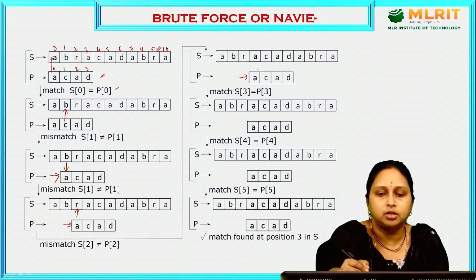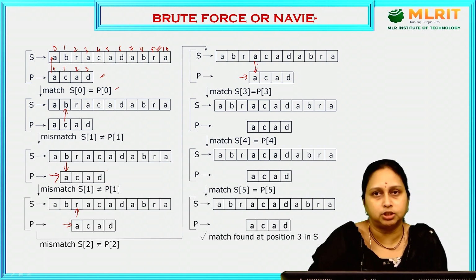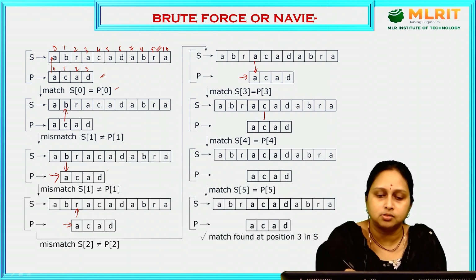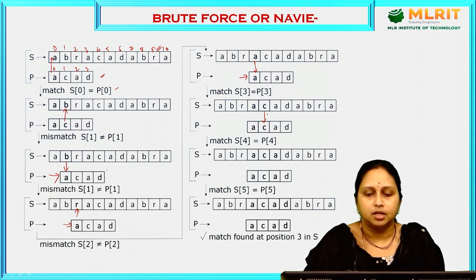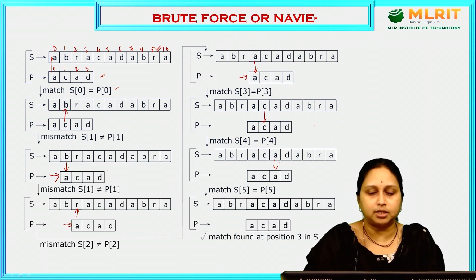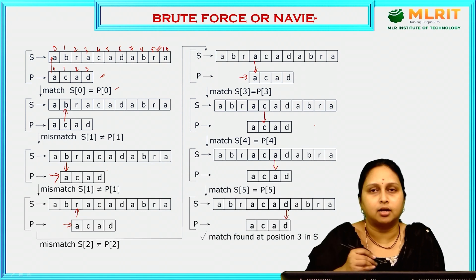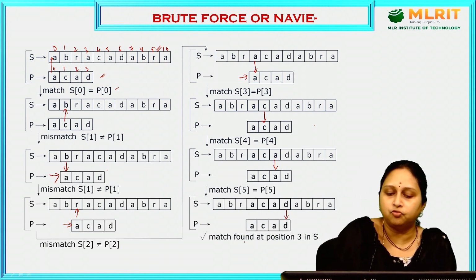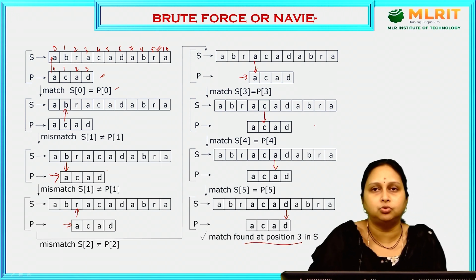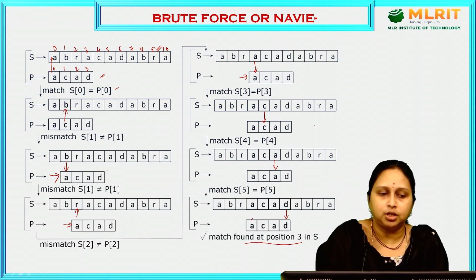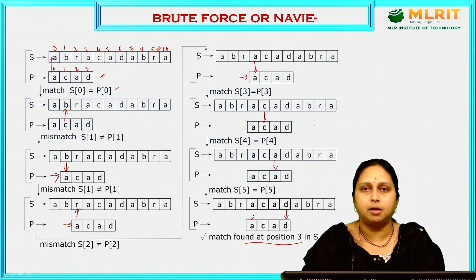Now, here I check, yes, the first character is matching. Now, if it is matching, I check for the next character. Yes, the second character is also matching. Next, check for the third character. The third character is also matching. And check for the fourth character. Yes, it is also matching. Now, what are we going to do? We find the pattern at position 3 in S. That means at position 3, I find my pattern. The pattern's starting index is present.